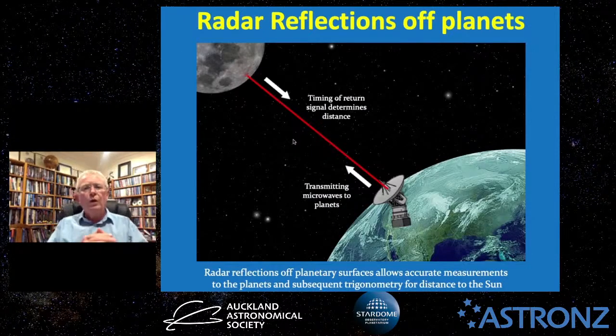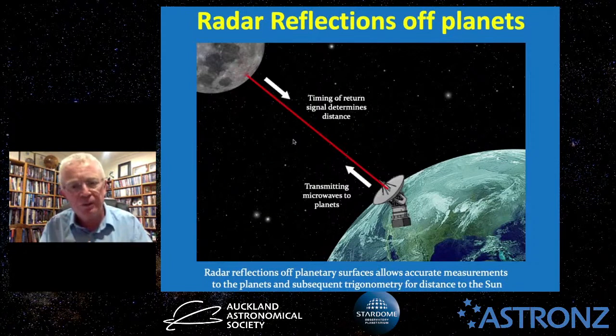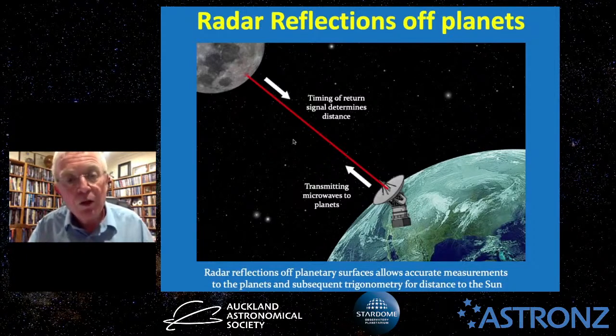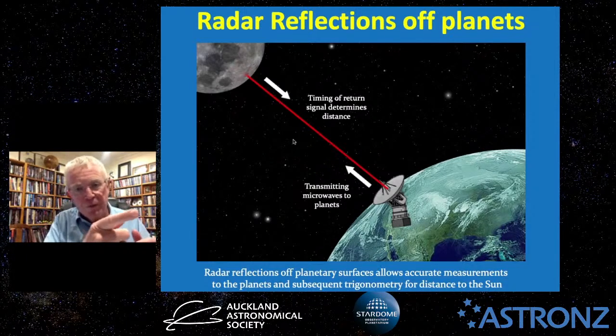So how about this? There's a similar principle of doing that same sort of thing, but to the planets. But this time what they're able to do is get the big radio telescopes, transmit microwaves, that's light in microwave wavelengths, to the surface of the planets. That would bounce back again. And once again, the timing of the return signal would give you the distance to the planets.